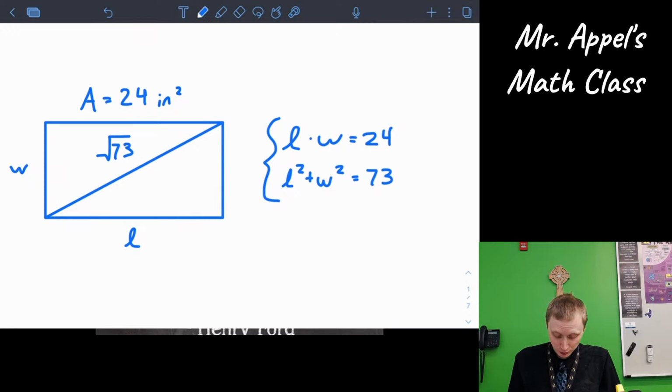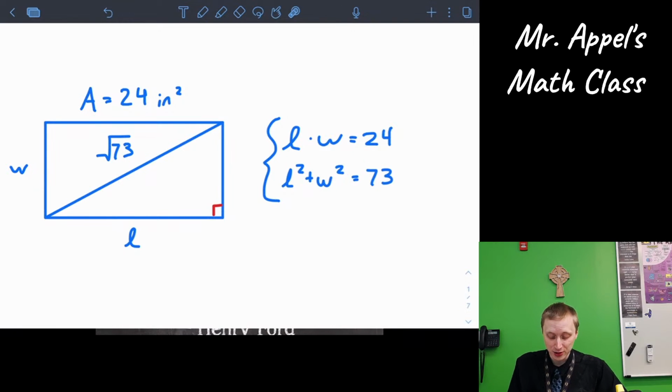Well, if it is truly a rectangle, then these are all right angles, which means this diagonal creates a right triangle. We know the relationship between the legs and the hypotenuse. That's Pythagorean theorem. Okay? So we can write L squared plus W squared would equal square root of 73 squared, which is just 73. So there's a second equation. Right? Drawing a picture, creating a variable, writing equations.